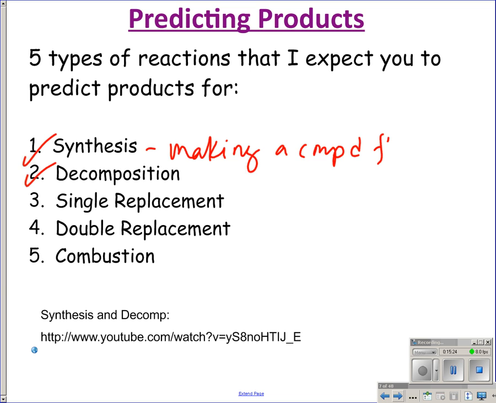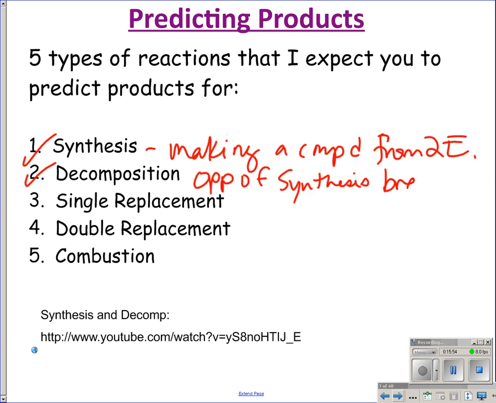CMPD is compound, from two elements. E is elements. So we have to take two things in their elemental forms and smush them together. If they are ions, we will crisscross. We're going to get to that in a second. Decomposition, what do you think that means? To break down. So pretty much the opposite of synthesis. So we're going to be breaking it down up here, and that's actually going to usually break it into two elements as well.